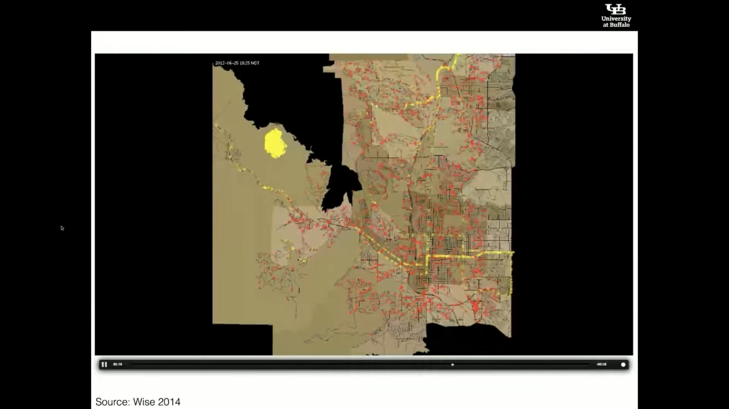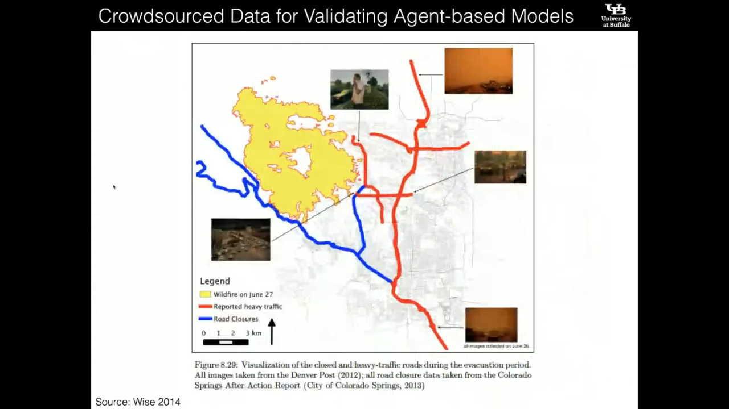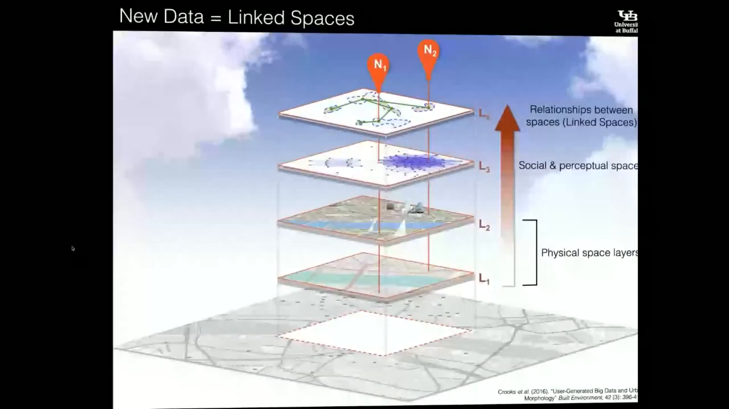So we can use, again, this sort of data to help build better types of models, and also look at where bottlenecks are occurring. So if the model is predicting bottlenecks here or here, does the crowdsourced data, say from newspaper reports or Flickr photos, show traffic jams occurring in these different locations? So we can use crowdsourced data not only to help inform the environment, to help inform the agent behaviors, but also to validate the patterns coming out of the agent-based model. And I think that's quite an interesting thing to do.